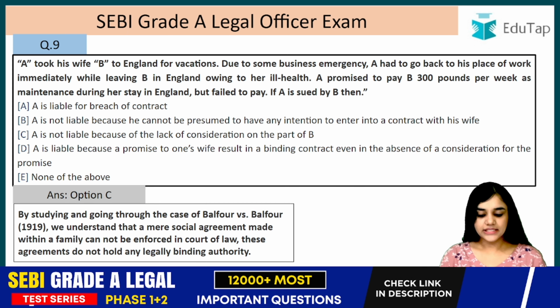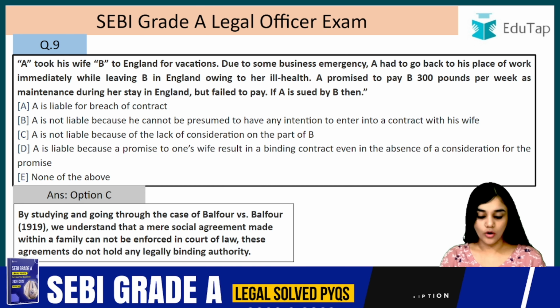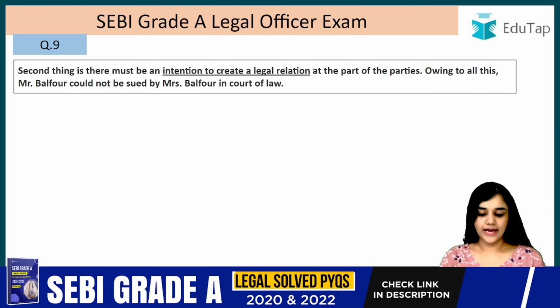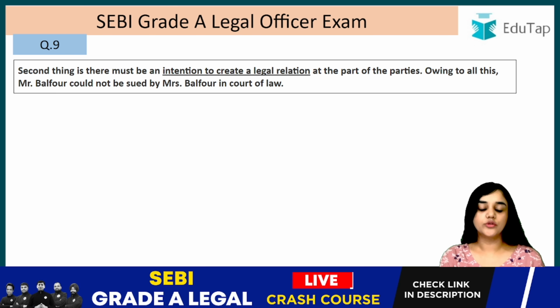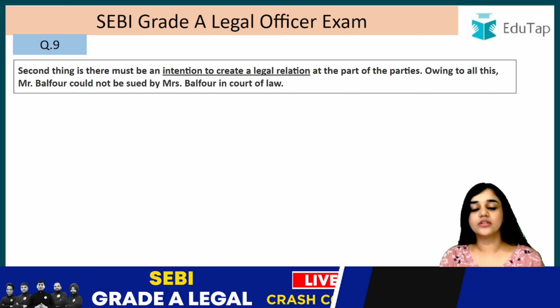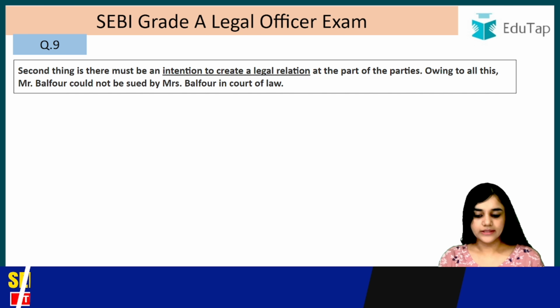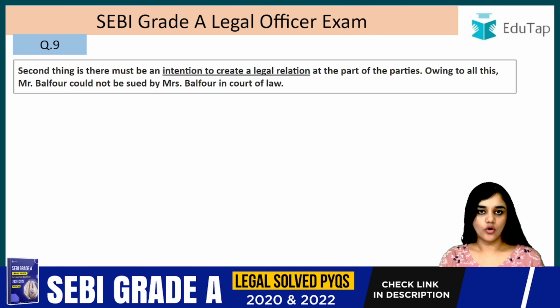So we understand that a mere social agreement made within a family cannot be enforced in the court of law. These agreements do not hold any legal binding authority. And why is that? Because there must be an intention to create a legal relation. In the case I have just mentioned, there was no legal intention. There was no intention to create a legal relation on the part of the parties. Owing to all this, Mr. Balfour could not be sued by Mrs. Balfour in a court of law.